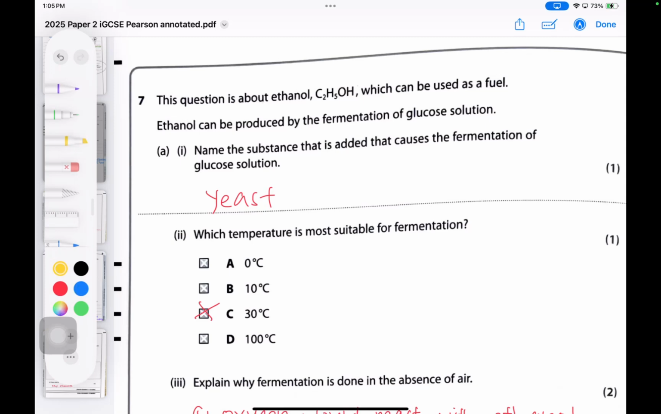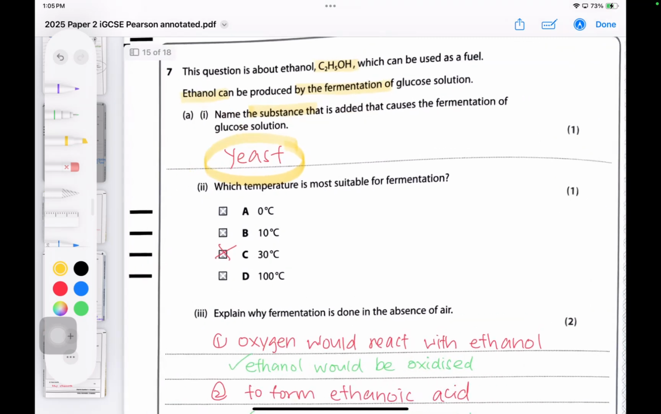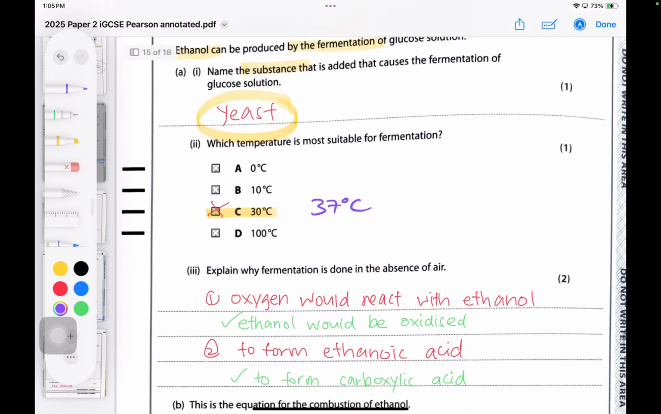Alright, so what we have here is ethanol, and they say that ethanol can be produced by fermentation. You should know this process of fermentation really well, including the conditions. The first thing is to name the substance that's added that causes fermentation. You have seen this in bio as well, so there's no way you can get the word yeast wrong over here. The ideal temperature is 37 degrees. 37 is actually the optimum, so it's the same as your body temperature.